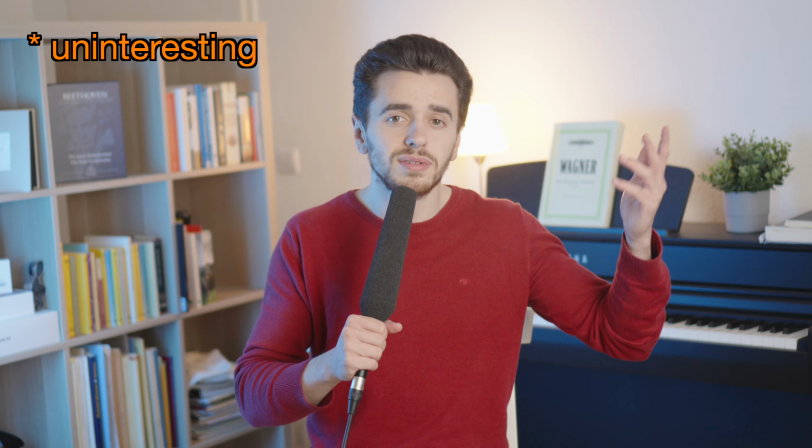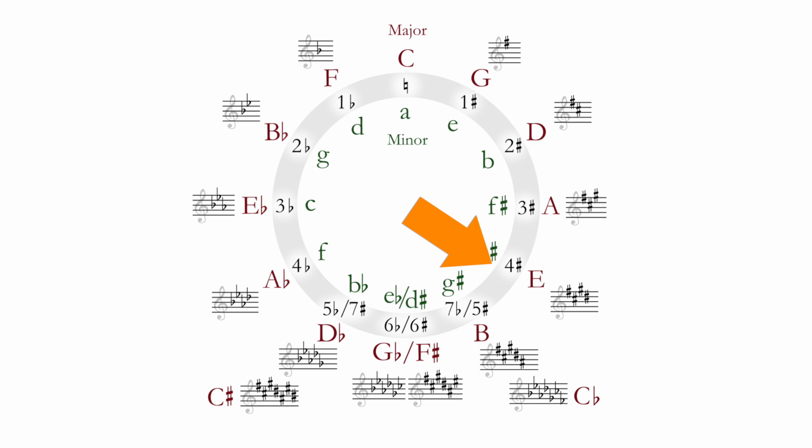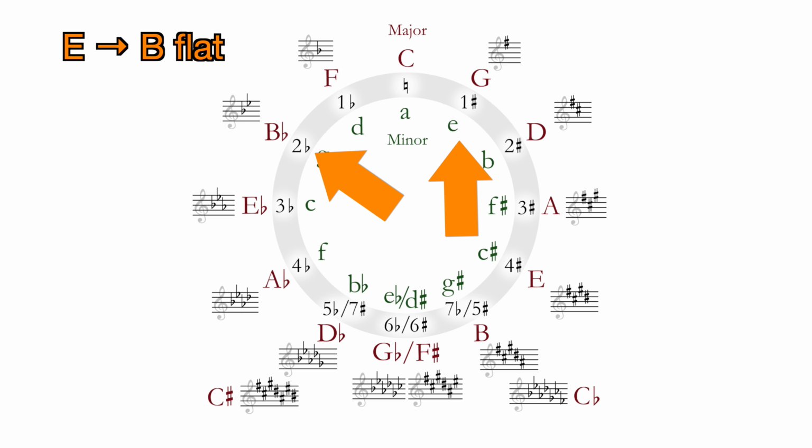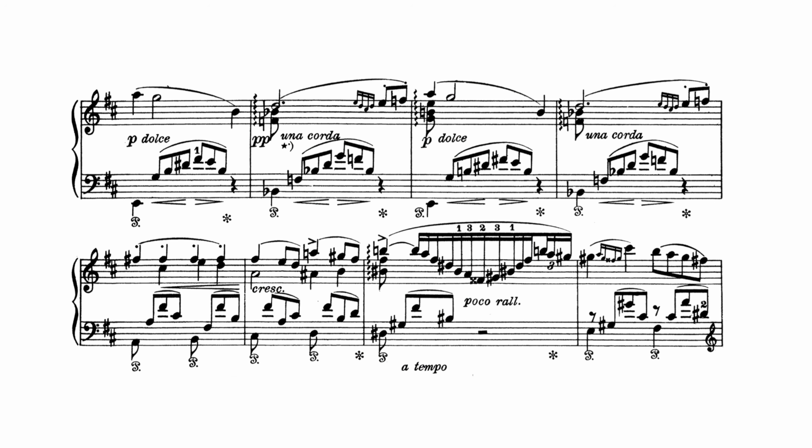And all of this is basically uninteresting. They are close to each other, who cares? But what happens if the composer chooses to go from here to here? That makes no sense, or does it? Here's an example from Liszt's B minor sonata where he went from E minor to B flat major. Doesn't seem too far, but considered it's a tritone from E to B flat, it's pretty far.